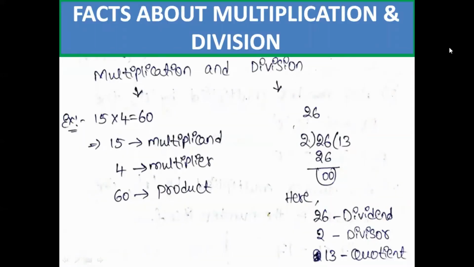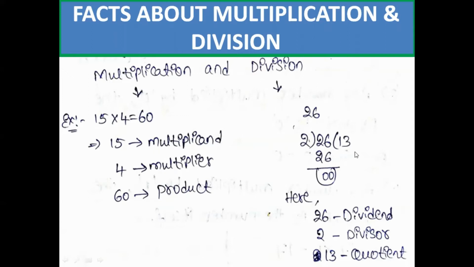Facts about multiplication and division. See here, multiplication. 15 into 4 is equal to 60. That means 15 is the multiplicand, 4 is the multiplier. Product means when we multiply 15 into 4, we get the product. The product is 60.